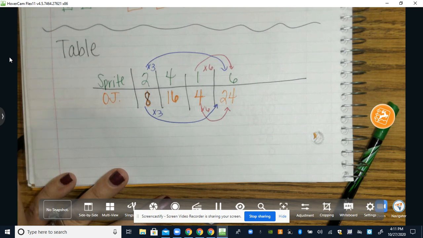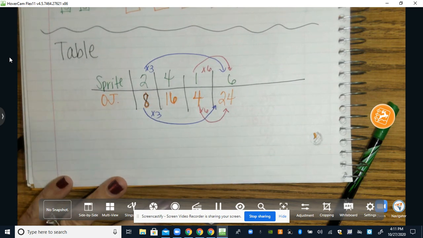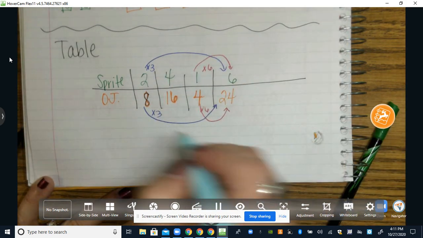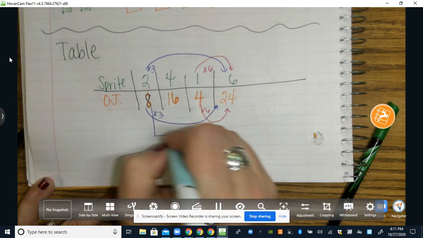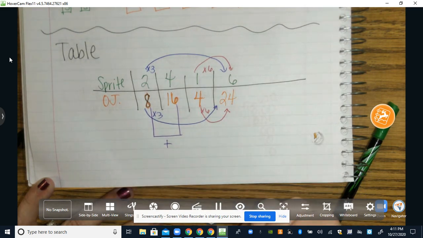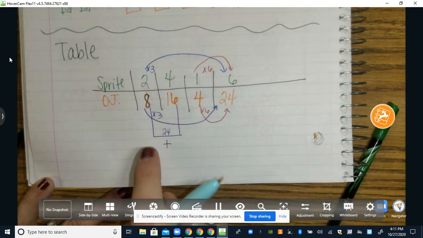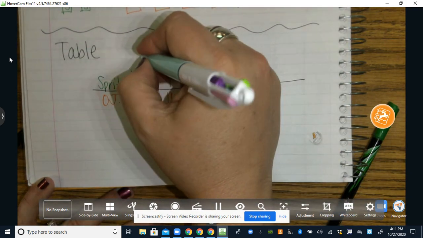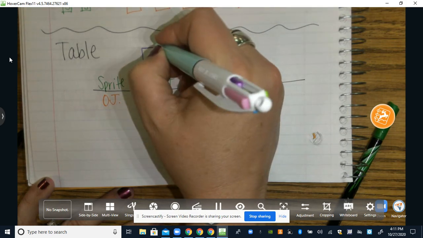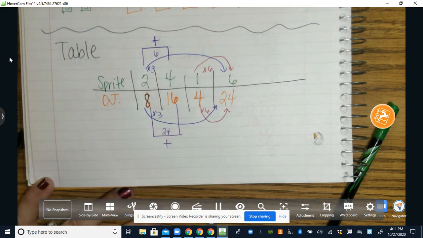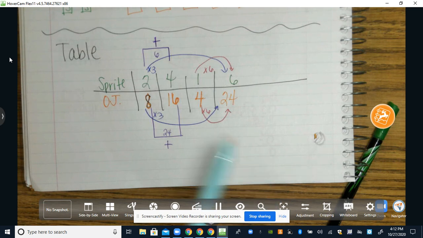And the third way, which may work sometimes, may not work all the time, is if I look and go, oh, look, I can make 24 by adding 8 plus 16. 8 plus 16 gives me 24. So if I added those two together, I need to add those two to the top together. And 2 plus 4 gives me 6. You see, I got the same answer 3 different times.